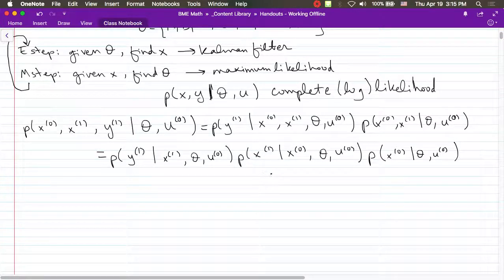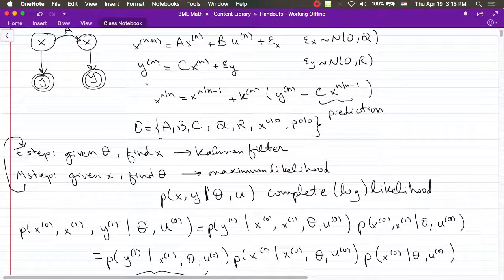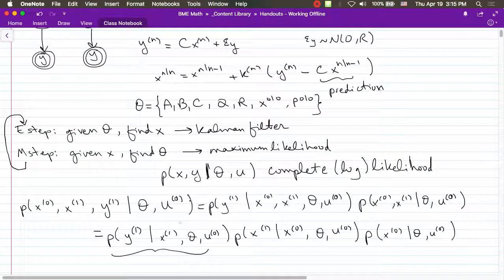So this probability distribution, what is it? What's P of y1 given x1, theta, and u0? What's this guy? So here's our equation, right? So what is P of y1 given x1?